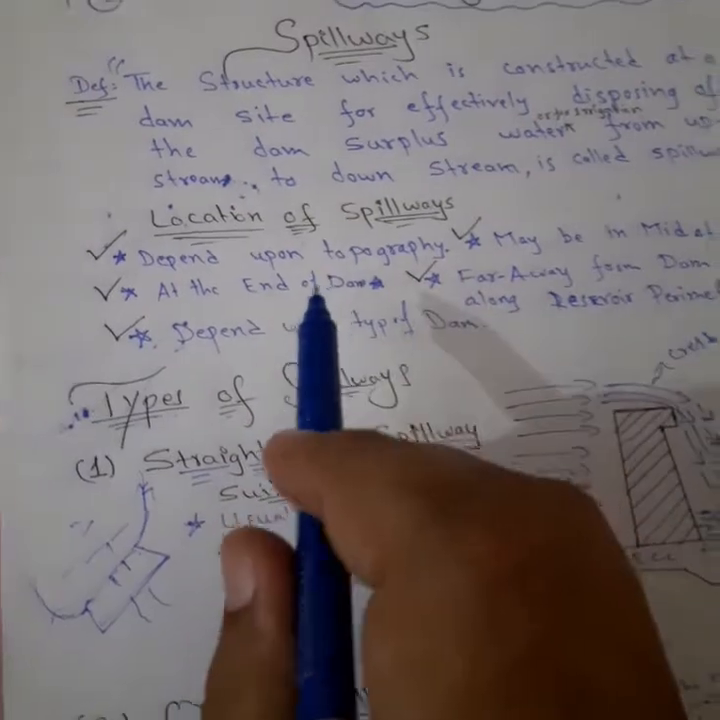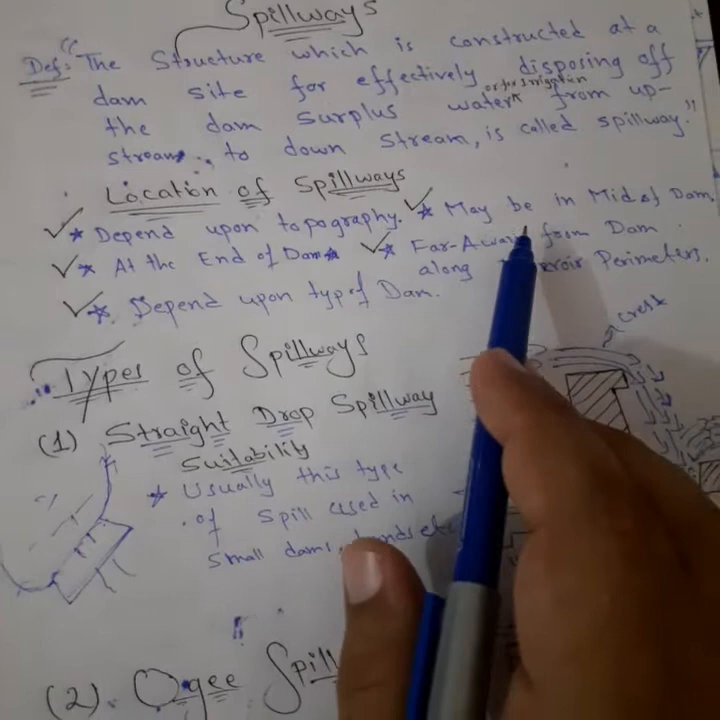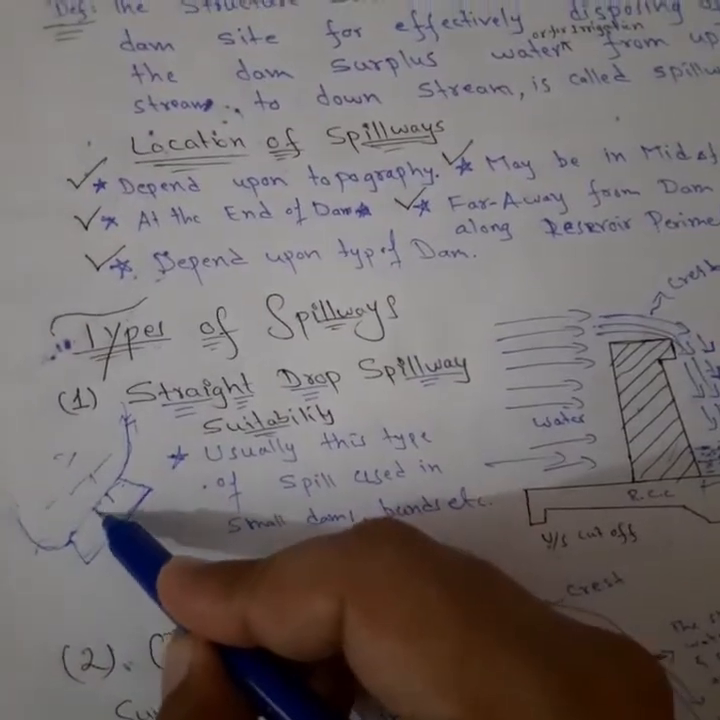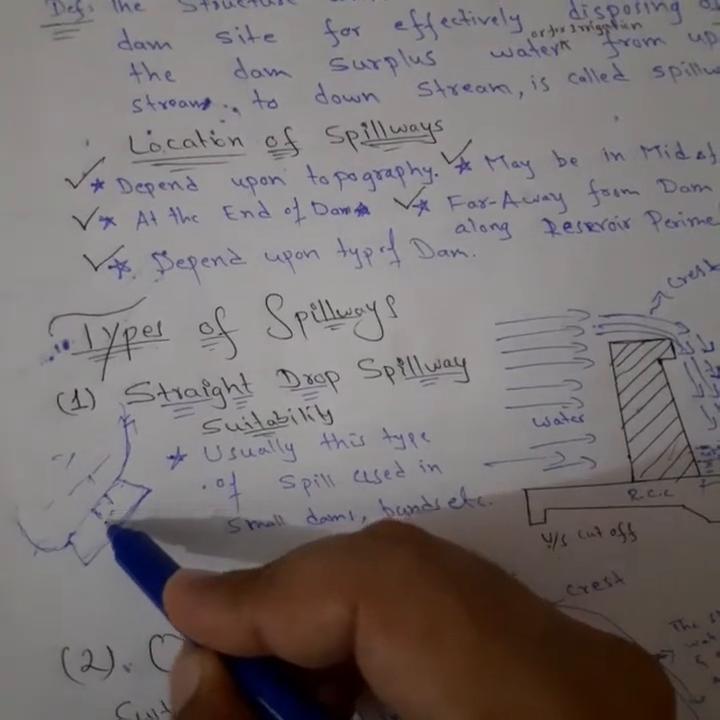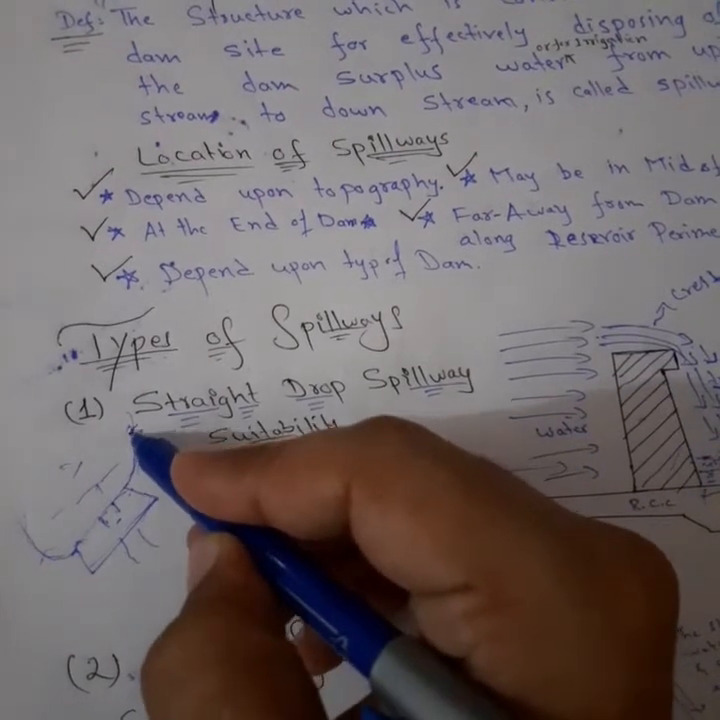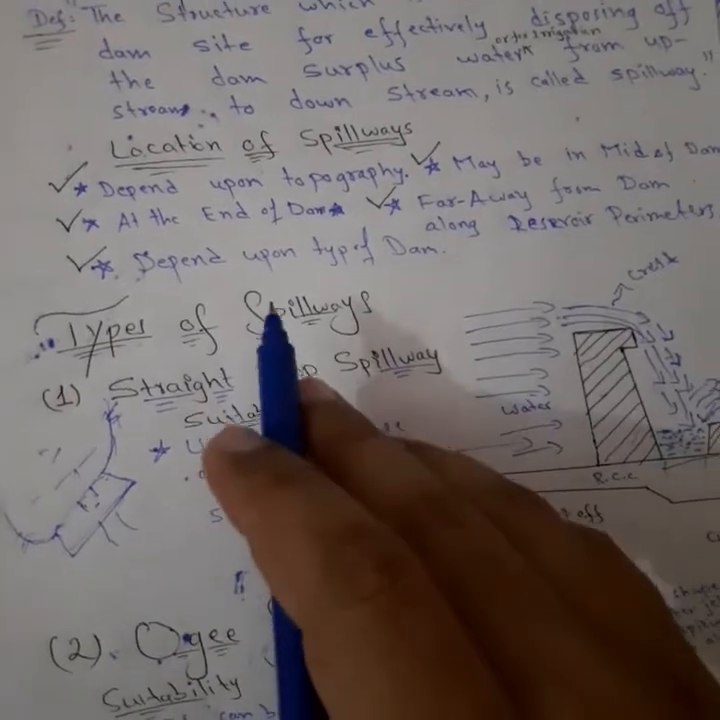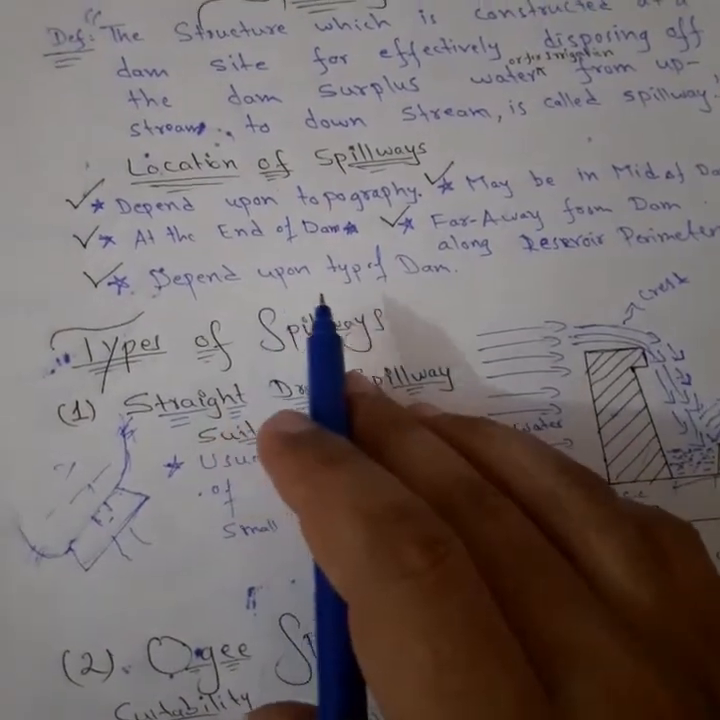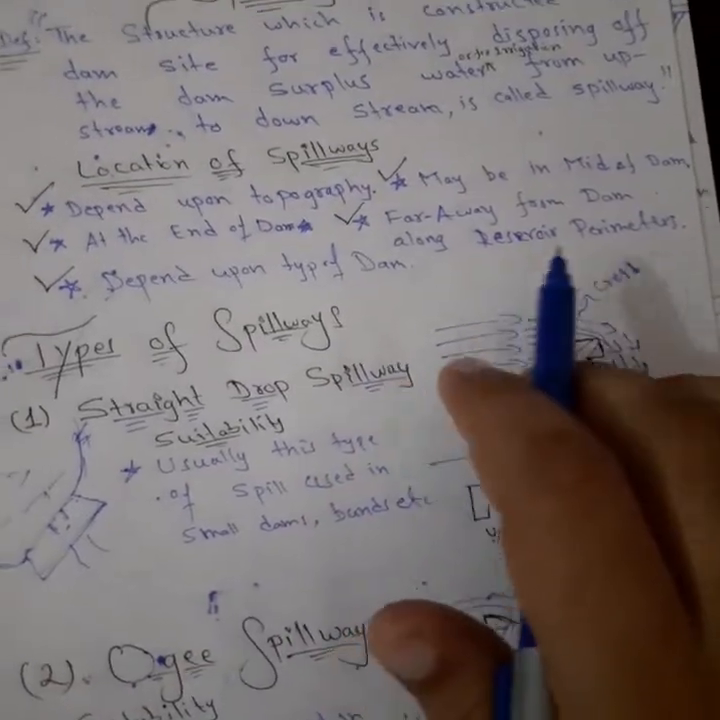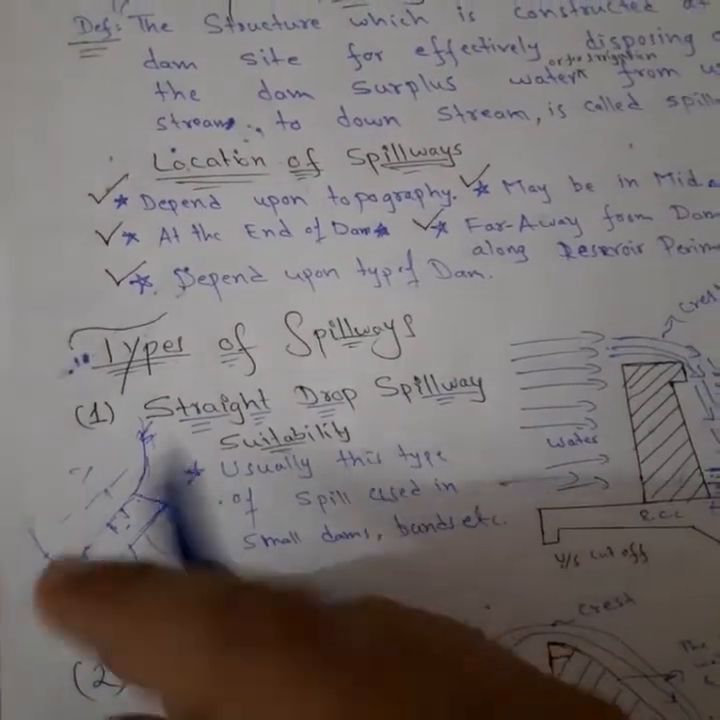Now the location of the spillway depends upon the topography of the area. It may be provided at the middle of the dam, like this, and the ridge structure we provide here, but in earthen dams we provide it far away from the dam, like at this side or at this side. So it depends upon these factors, and also upon the type of dam. It may be provided far away along the reservoir perimeter, as I already told you.